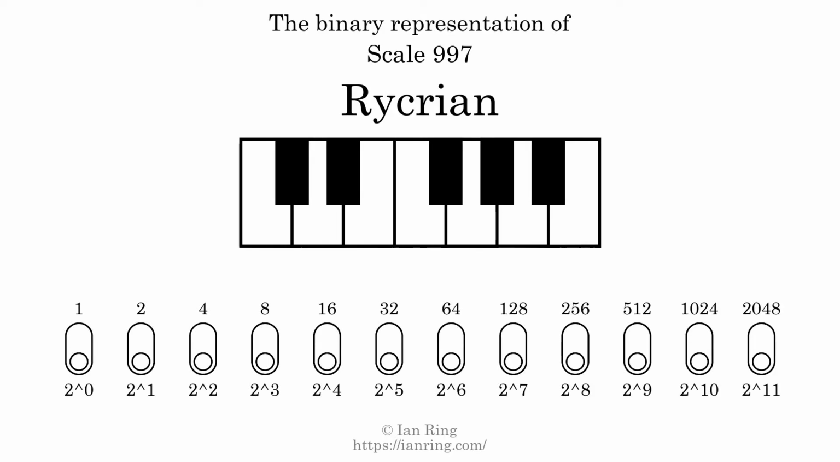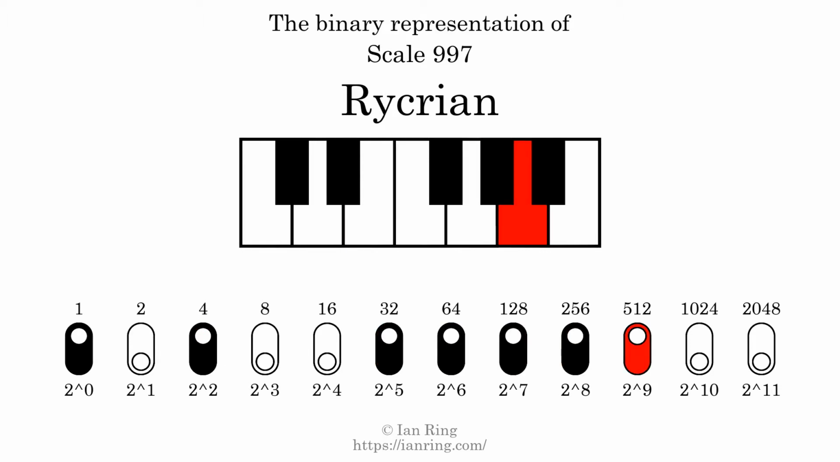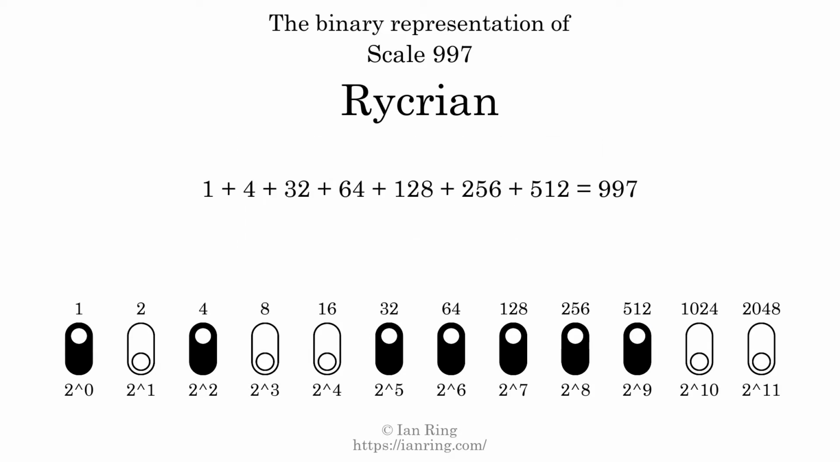The binary representation of this scale is determined by mapping tones of the scale to binary digits. Each binary digit represents a power of 2. To get the scale number, we add the powers of 2 together. The powers of 2 that are present in the scale, all added together, equals 997. That is why the scale number, in decimal, is 997.